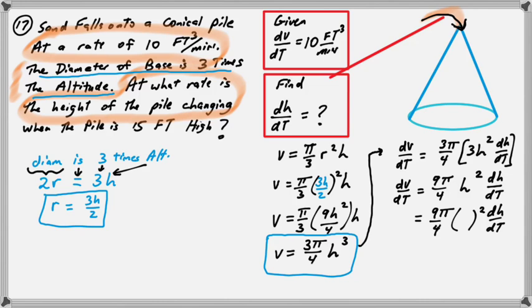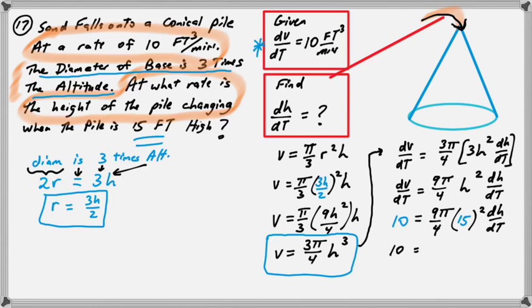Now what's given? dV/dt is given to be 10 when the height is 15. It's only 15 feet high for an instant. The pile is still growing, right? So it's not 15 forever, just for an instant in time the height is 15. You can only plug in instantaneous values like this after you take the derivative. I'll say it again, you can only plug in instantaneous values after you differentiate.